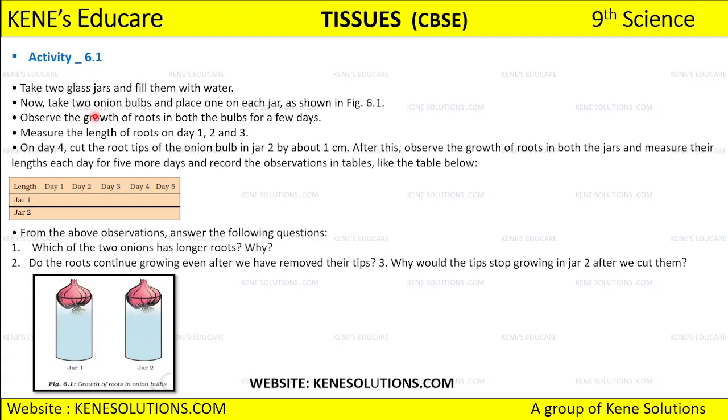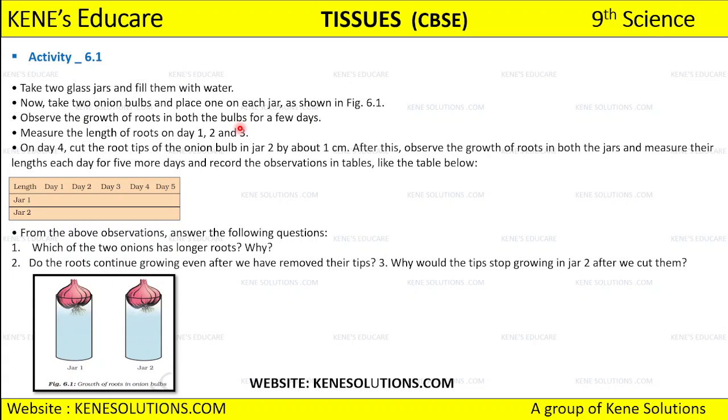Now take 2 onion bulbs and place one on each jar as shown. Now you have to take an onion bulb and place it on each of the glass jars. Okay? Easy one, you can do this much. Now observe the growth of root in both the bulbs for a few days. Now you have to observe the growth in both bulbs.